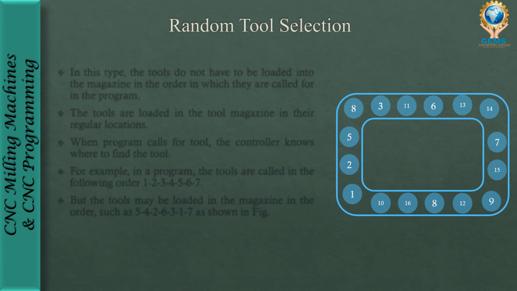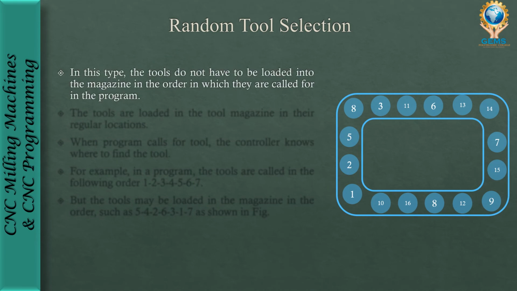Now comes the random tool selection. In this type, the tools do not have to be loaded into the magazine in the order in which they are called for in the program. Random tool selection means the tools are not arranged in the magazine in order like 1 2 3 4, but in random order. You can see here 1 2 5 8 3 11 6. It is arranged randomly.